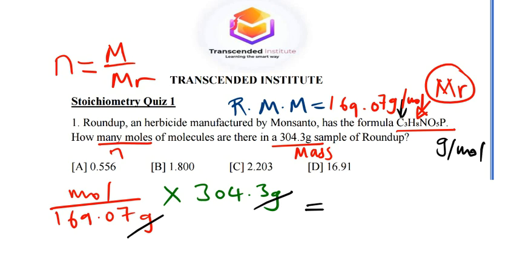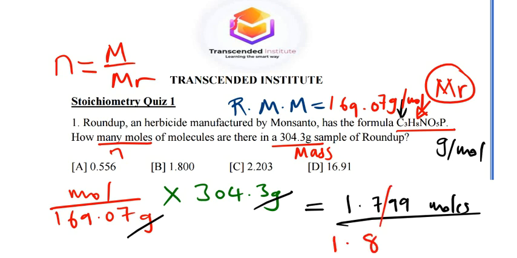What value are you getting? I'm getting 1.79 moles. Okay, now check your solutions there. On our solutions, it's not there. So if we round this off, it's going to be 1.8, right? 1.8 moles. So that gives us B as our perfect solution, right? Yeah.